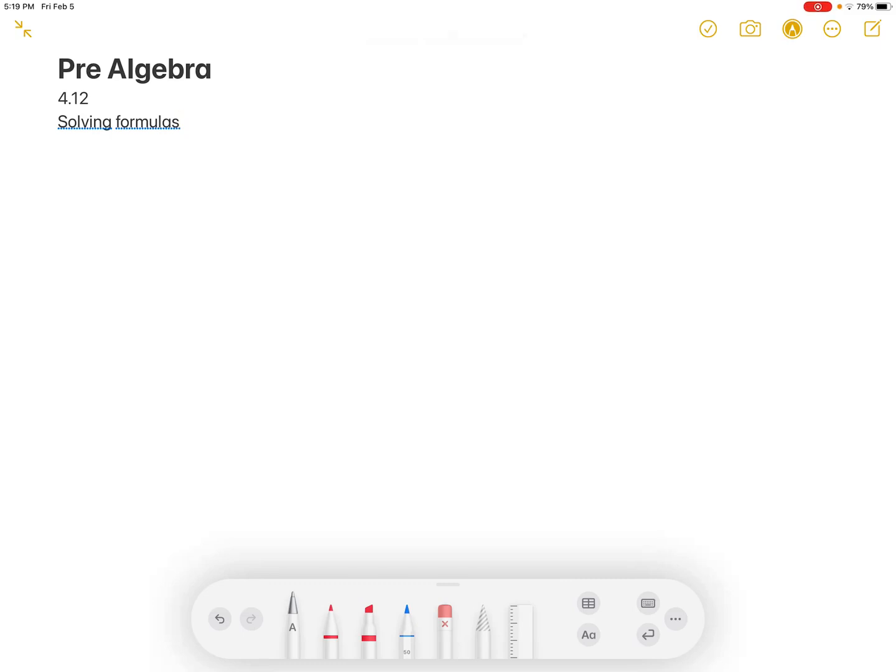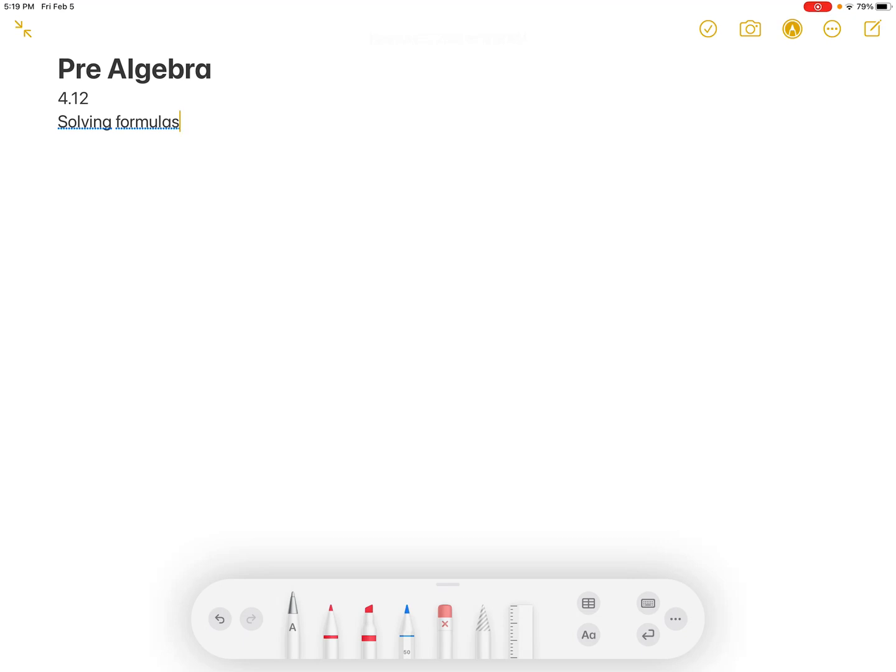Hello class, this is Pre-Algebra 4.12. Today we're talking about solving formulas. So we know that we can use what we know about solving equations to solve formulas. So let's take a look at some of the formulas we're going to need today.